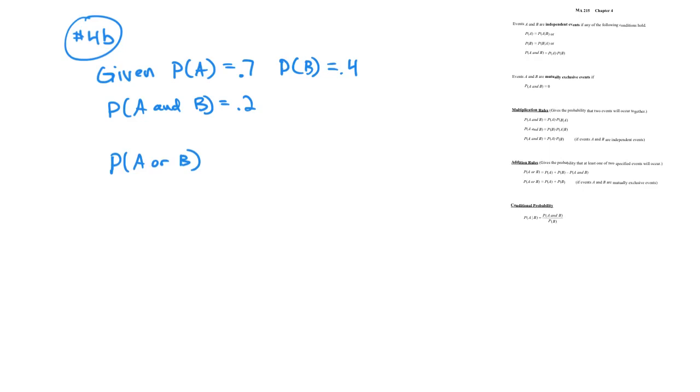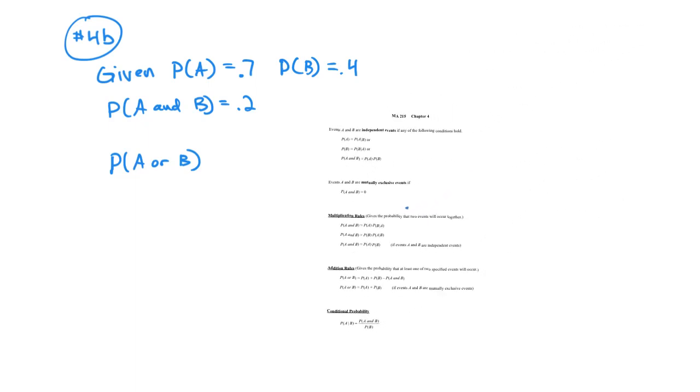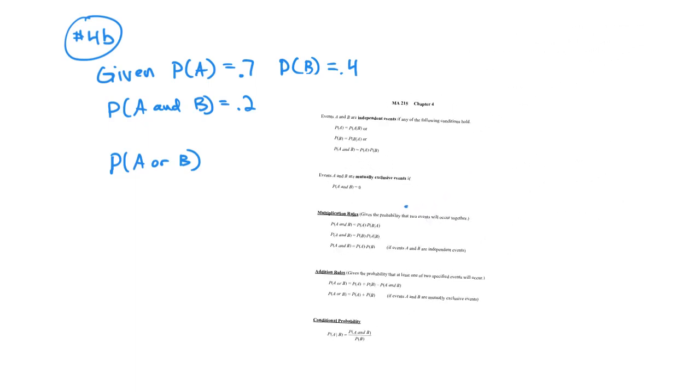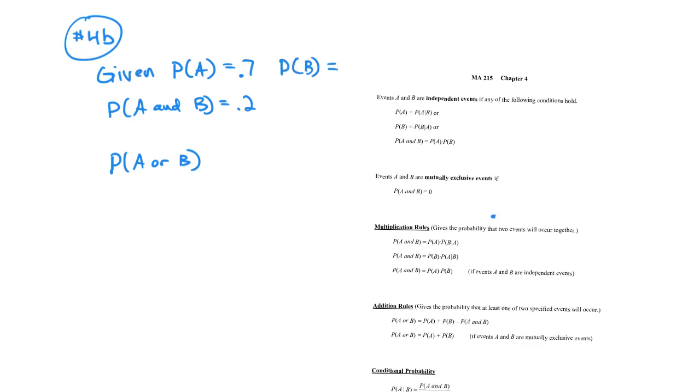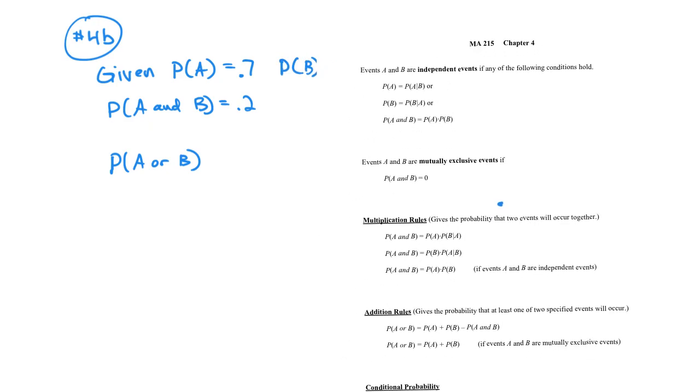Okay, so here's what we have to do. Here's how you want to approach these problems. We want to look over at our handout sheet. So we've got an OR question, right? So that's what we want to think about. They are asking us for the probability of A or B. So you want to go over here to the ORs. You've got two formulas for OR. We can use this one if events A and B are mutually exclusive.